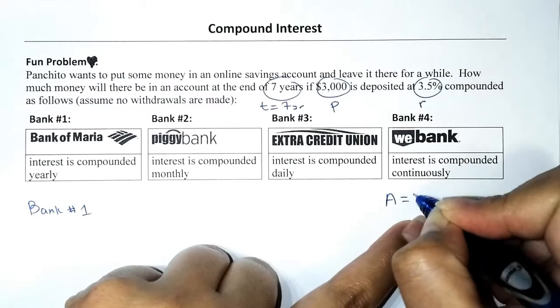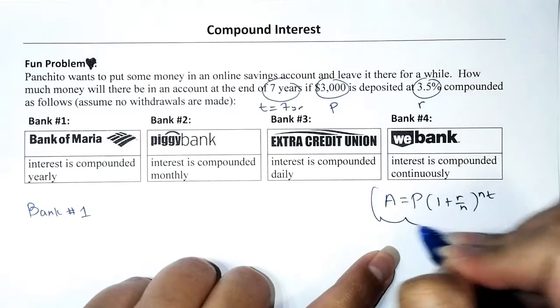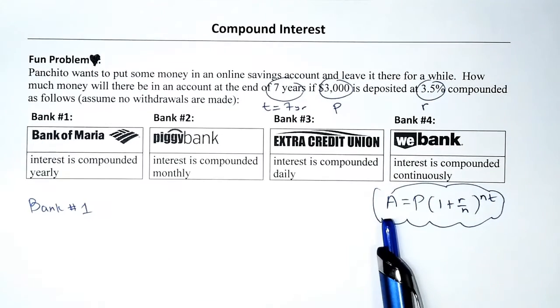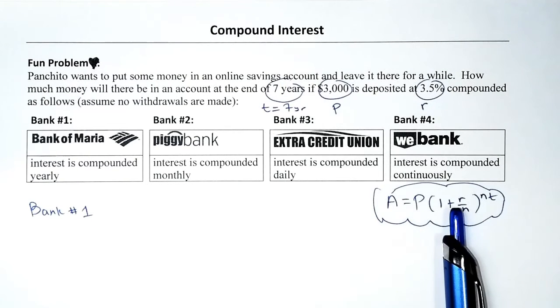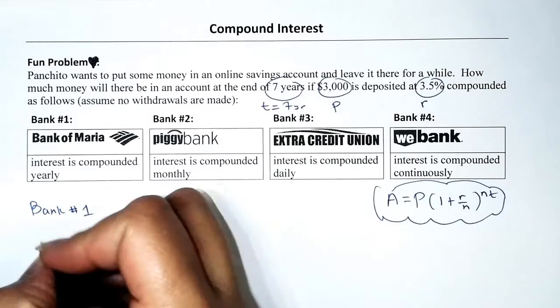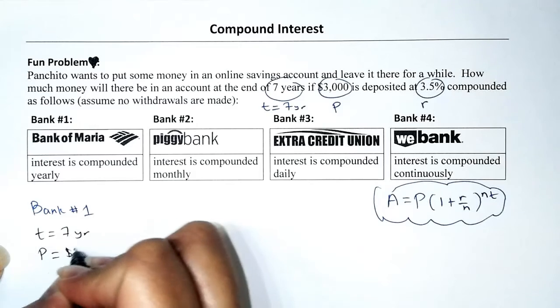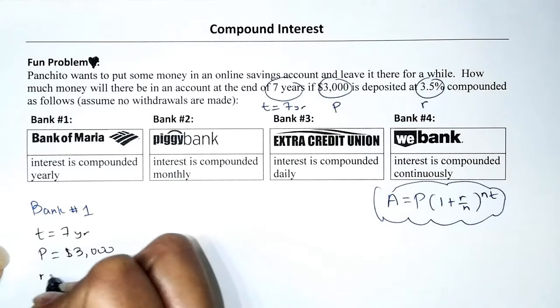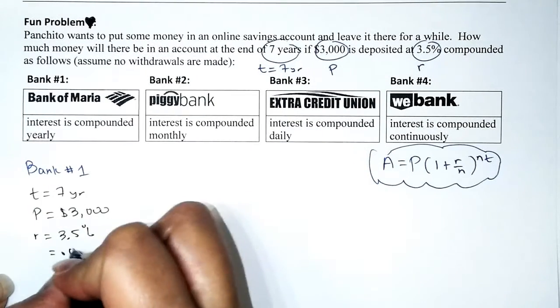So we have A equals P times (1 plus R over N) raised to the NT power, okay? Where A represents that final amount or ending balance, that's the principal plus interest. P is your principal, R is the rate, N is the number of times that the interest is compounded or paid out per year, and T is the time. So let's go ahead and write down what we know. Okay, so we know that the time is 7 years. The principal is 3,000. The rate is 3.5%. While we're at it, let's put it in decimal form, 0.035.